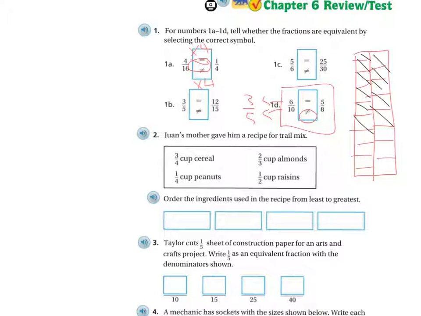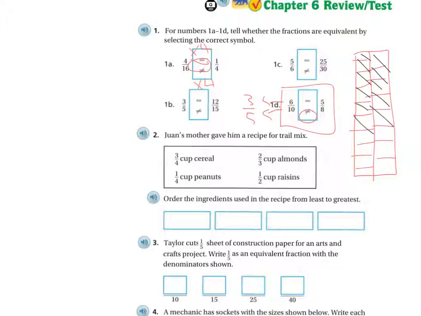On number 2, you're asked to order the ingredients used in the recipe from least to greatest. Well, hopefully this reminds you of our lesson where we talked about comparing fractions on a number line.